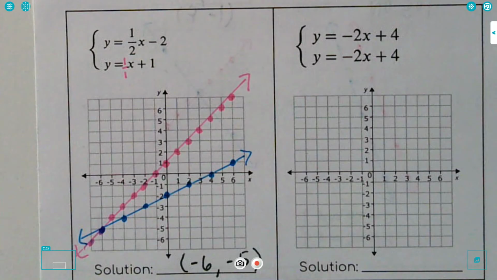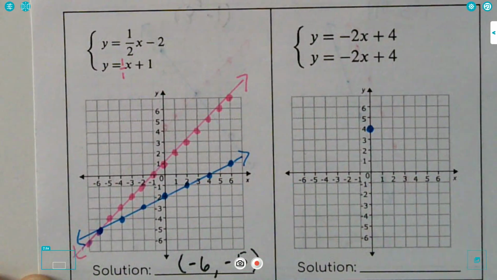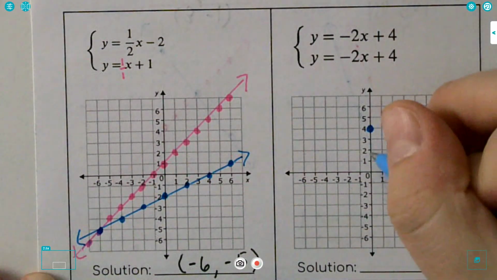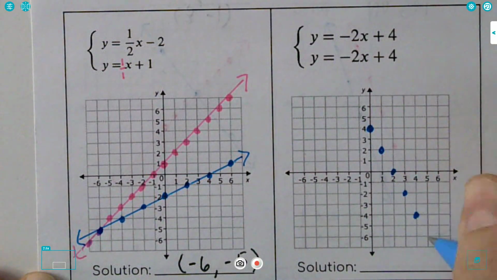Hey, last one. We've got y equals -2x plus 4. And we've got y equals -2x plus 4. What do we notice about those two equations? They're the same. Not only do they have the same slope, but they have the same y-intercept. So they're going to be the exact same. This is going to be our one with infinite solutions. So we do still want to graph it. So we're going to start at 4. And then we've got a slope of -2. So I'm going to go down 2, right 1, down 2, right 1, so on and so forth.